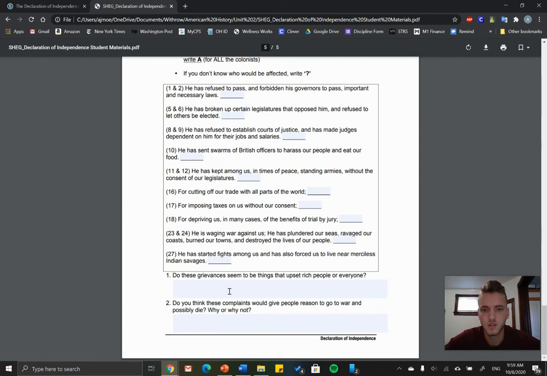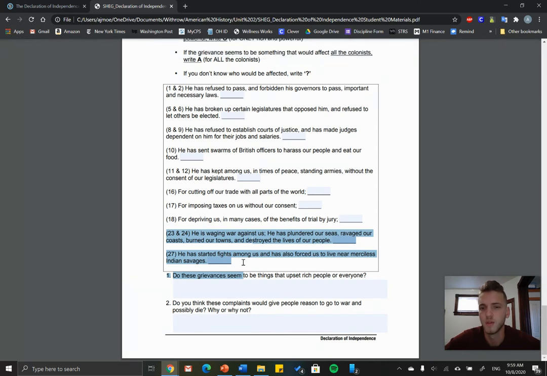And then you've got these two questions here where you have to summarize. One thing I want to point out when you're on this part, pay particular attention to these last two grievances. They relate to a lot of the things we've talked about so far in this class, and I want you to think really critically about why those grievances were included and what they mean.